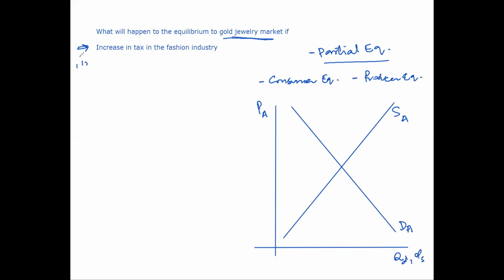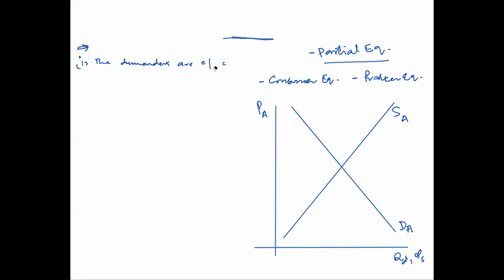Since the question is, first of all, you need to understand who is affected by this statement. The first affected by this statement are the demanders. So let me correct it. The demanders are affected. So it means the change in this equilibrium will come from consumer equilibrium, because this statement is affecting the demanders. So then we'll draw the consumer equilibrium here.